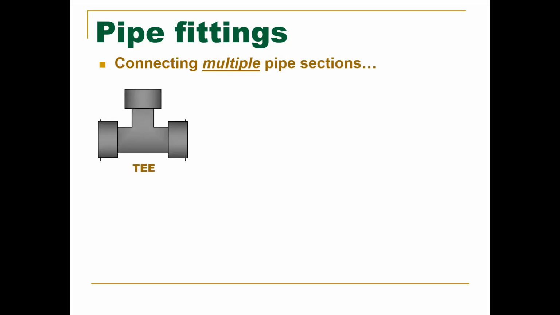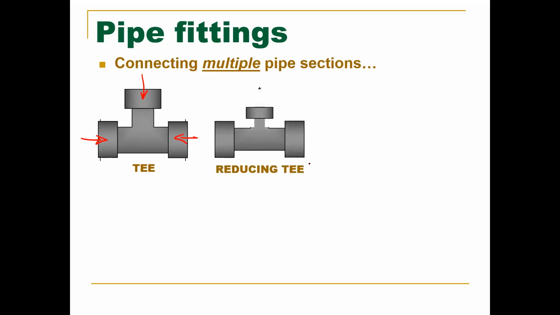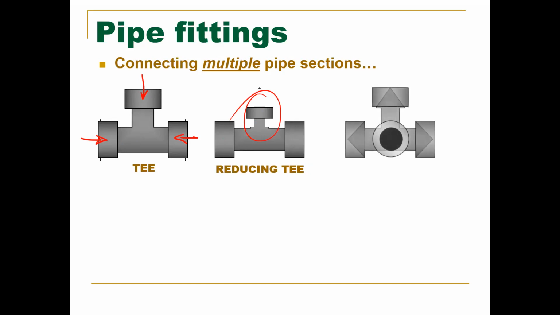If you want to connect multiple pipe sections, we have a T. This is for a 3-way. There are your 3 different directions. We have a reducing T, where one side is a size smaller. We have a side outlet T, and this one has 4 different directions. There's 1, 2, 3, and then 4 right there.